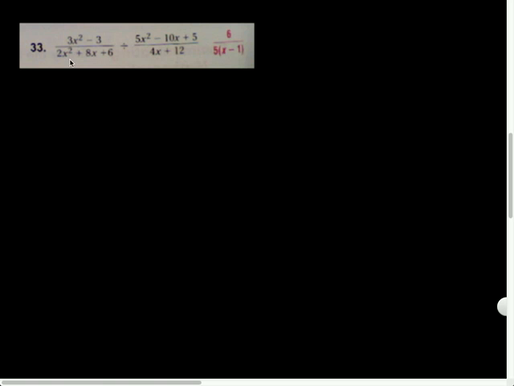So let's see. I'm going to do a little less of my factoring arrows and such. The top I could factor 3 out of and get x squared minus 1, and hopefully you recognize x squared minus 1 very well. Denominator I could factor a 2 out of, so 2 times x squared plus 4x plus 3. I'm now multiplying by the reciprocal.